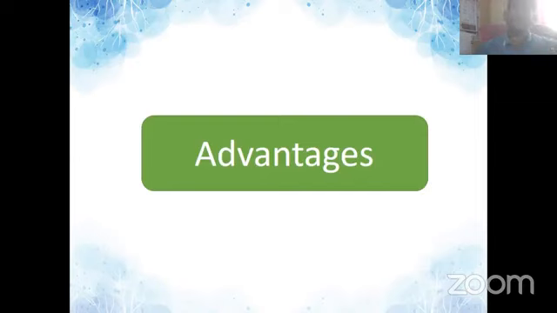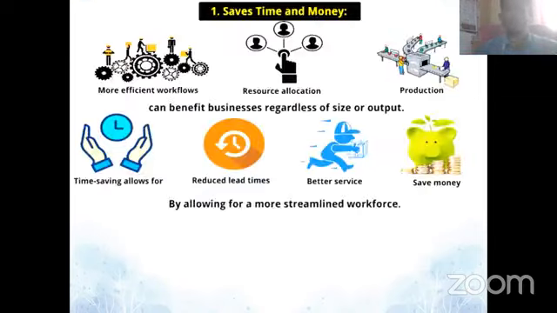So what are the advantages of implementing lean manufacturing in your organizations? First one is save time and money. By implementing lean manufacturing, there will be a more efficient workforce, better resource allocation, and improved production. This can benefit business regardless of size or output. Time saving allows reduced lead times. Then we can provide better service to our customers, which ultimately saves money.